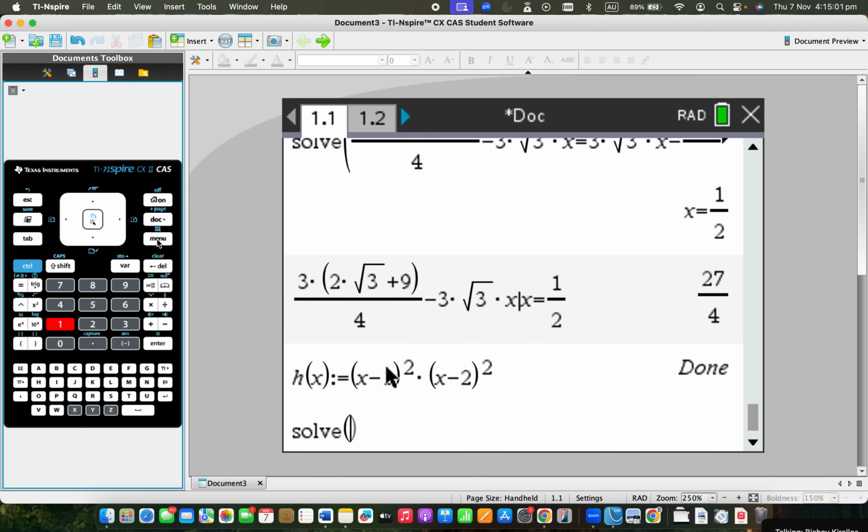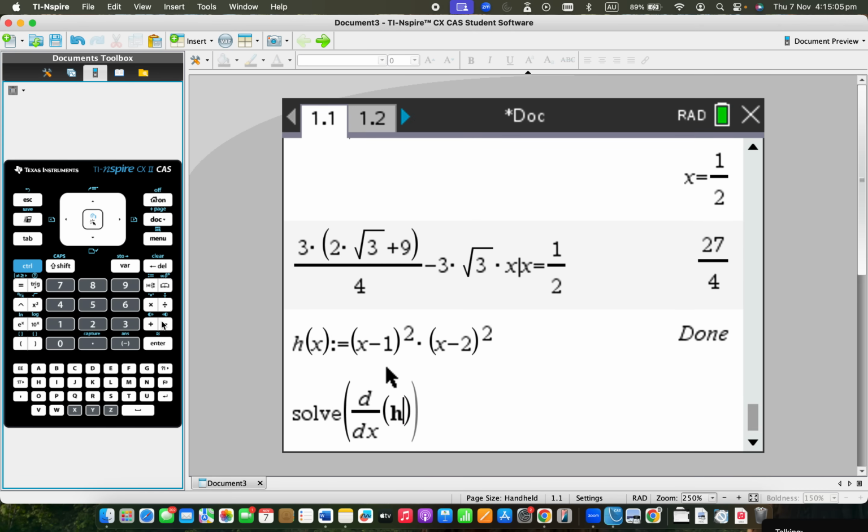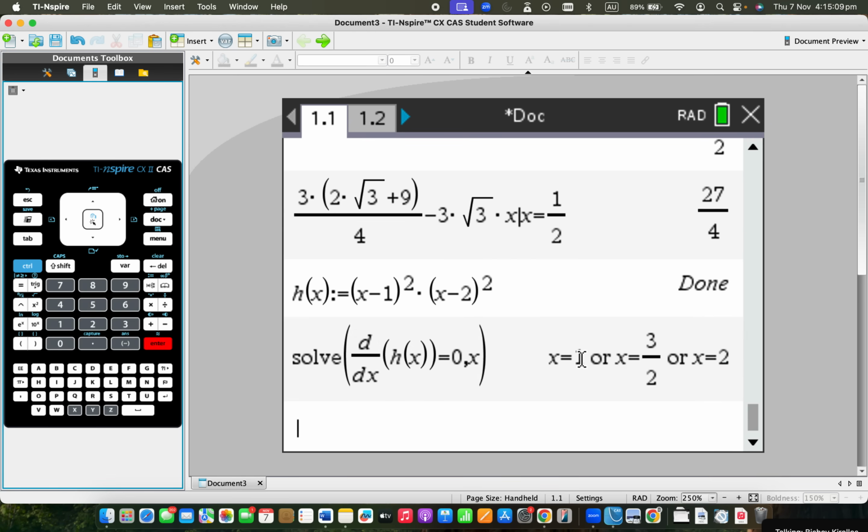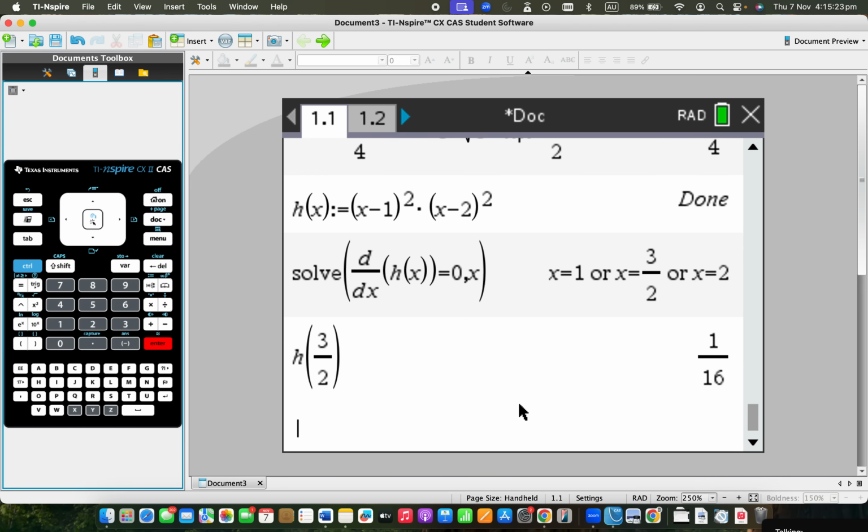So menu 3.1, solve the derivative of h is equal to 0. And we get these three values, so 1, 3 over 2, and 2. And the only thing that's changed is a, and a is a translation. So the middle one's still going to be the maximum because the translation doesn't change which one it is. And then h of 3 over 2 is 1 on 16.